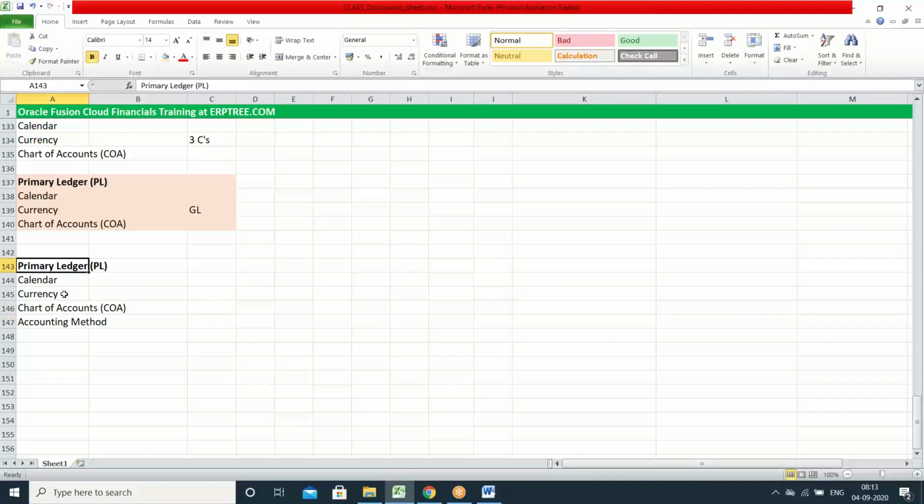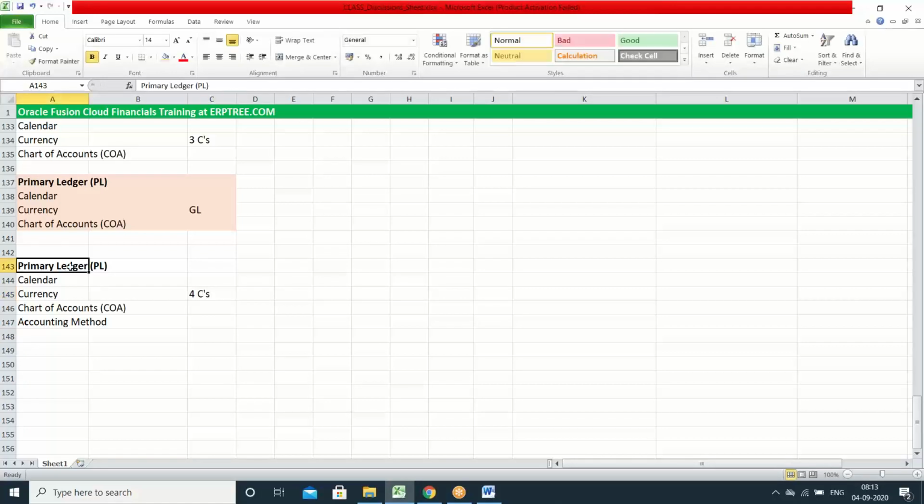Now, if you look at the primary ledger, along with these three C's, the other component is called accounting method. These are the three C's. This is the additional one. In total we have four. What Oracle says is, already we are calling these three as three C's since all three start with C, and from accounting method consider the second letter as C. Now you can say 4 C's.